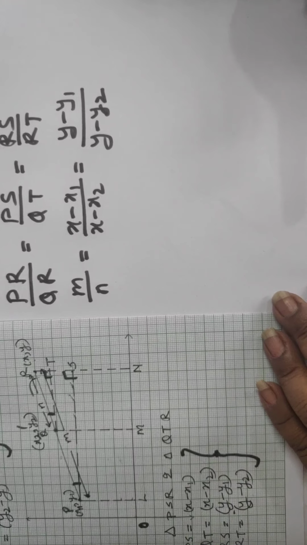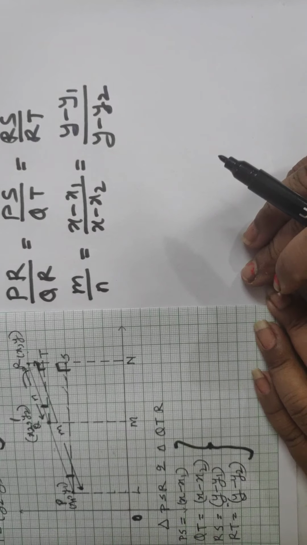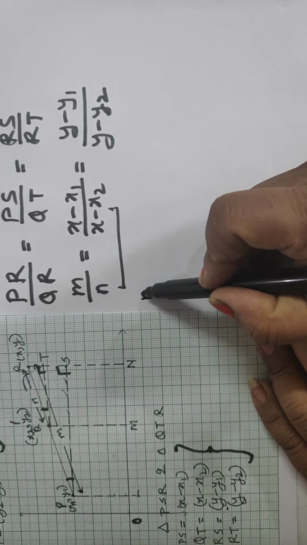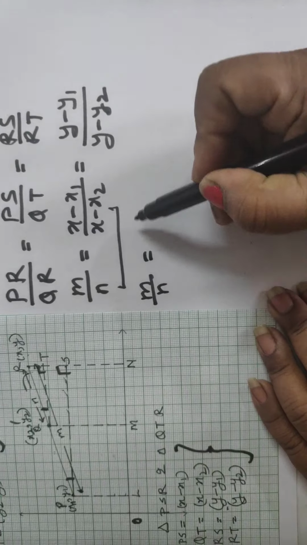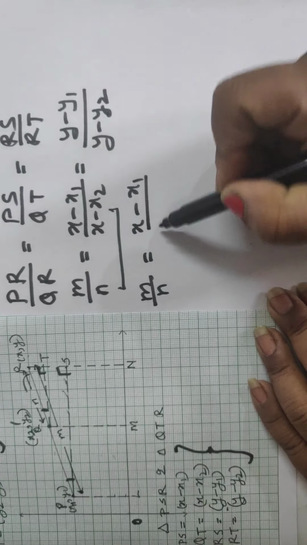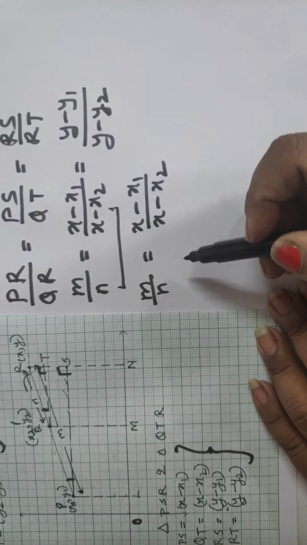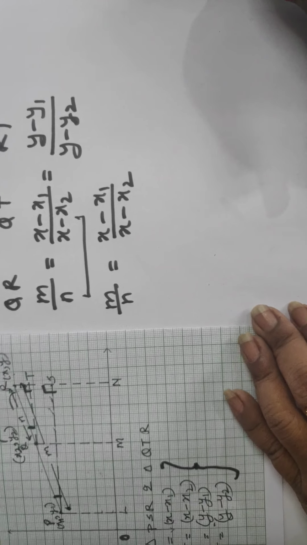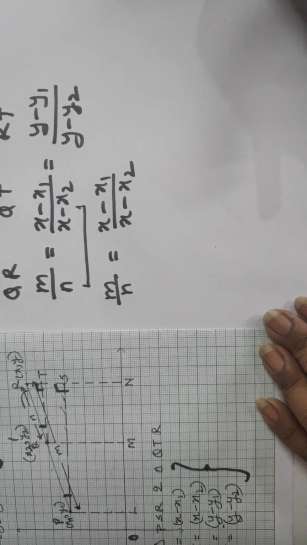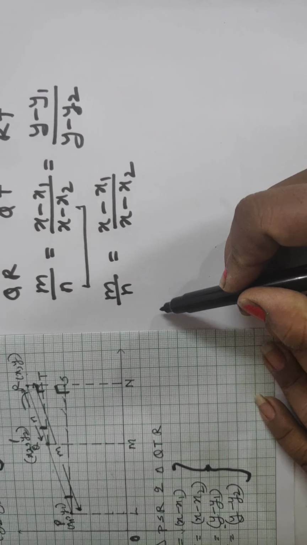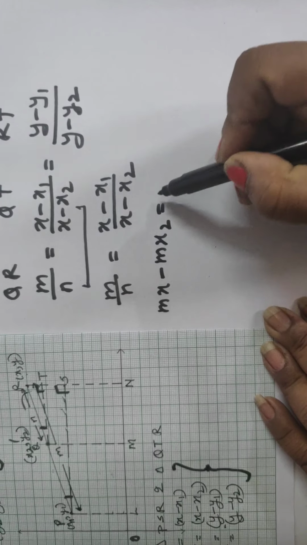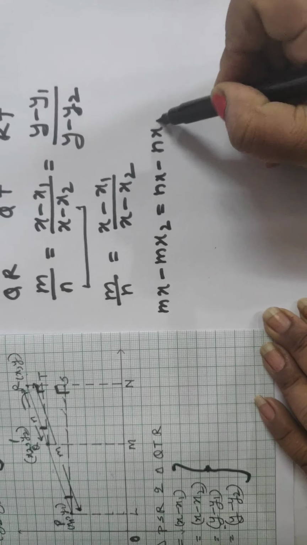Now again we will do the same thing. First of all, to find the x coordinate, we will take this one and equate it with this, where m upon n is equal to x minus x1 upon x minus x2. Again we will do the cross multiplication here. So mx minus mx2 is equal to nx minus nx1.